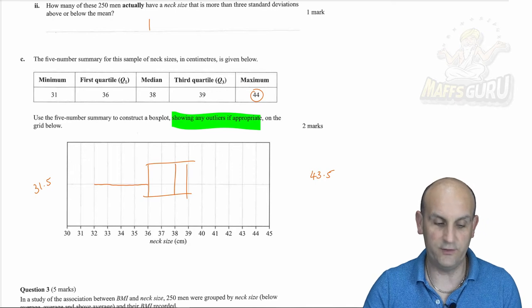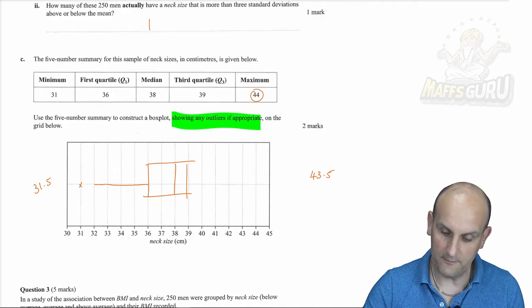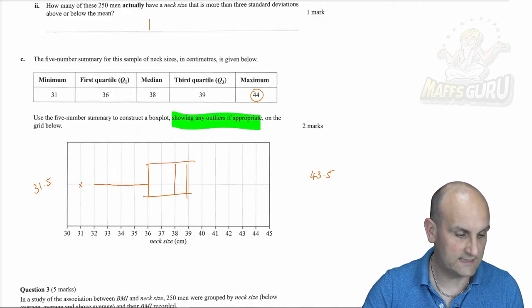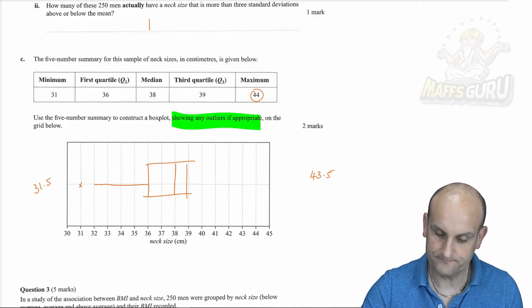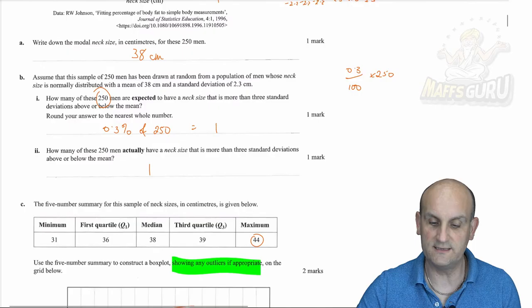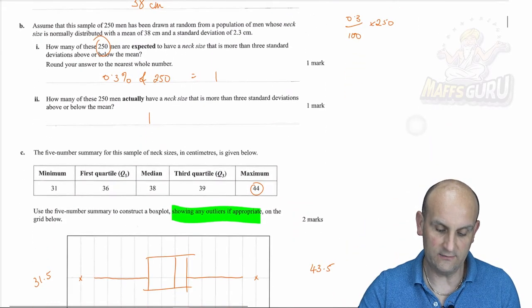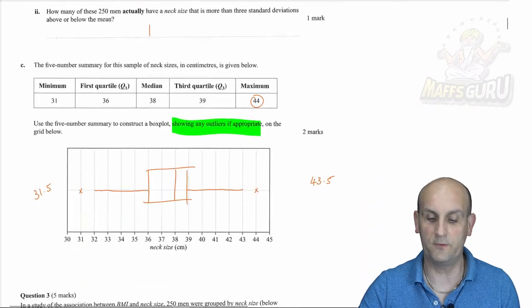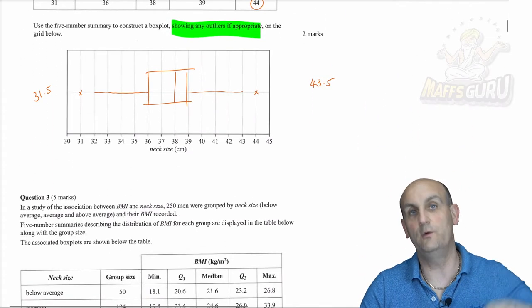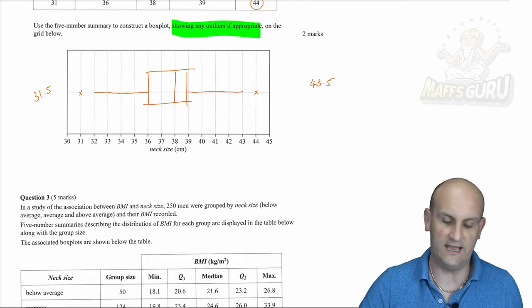So I drew a line to 32, and then I did a cross or a circle. And then my highest data item worked out to be 43. And so I did a line to there, and then I did one cross there at 44. Because when you go back to the data, you had one at 44, and you had one at 31. And I happen to know that that is where the two marks are for. So again, you must draw these accurately.